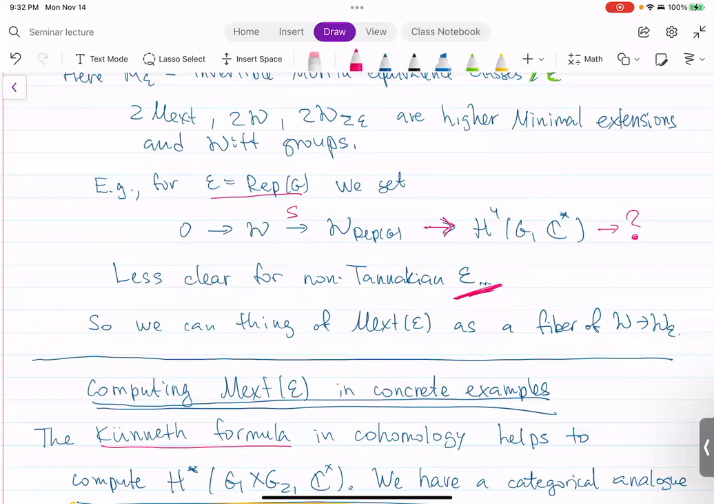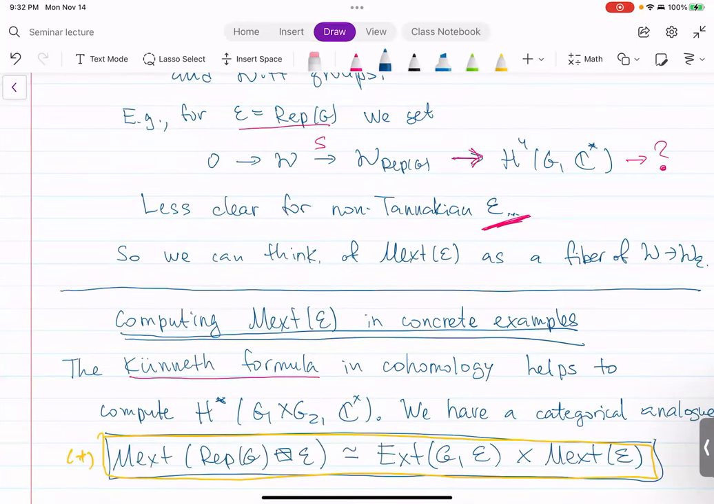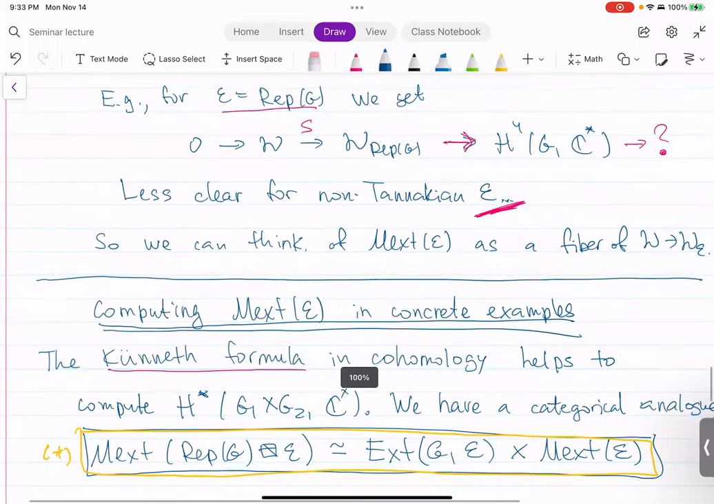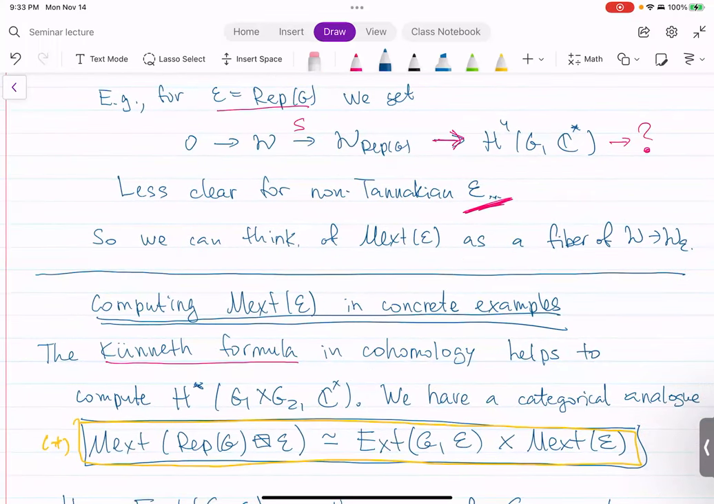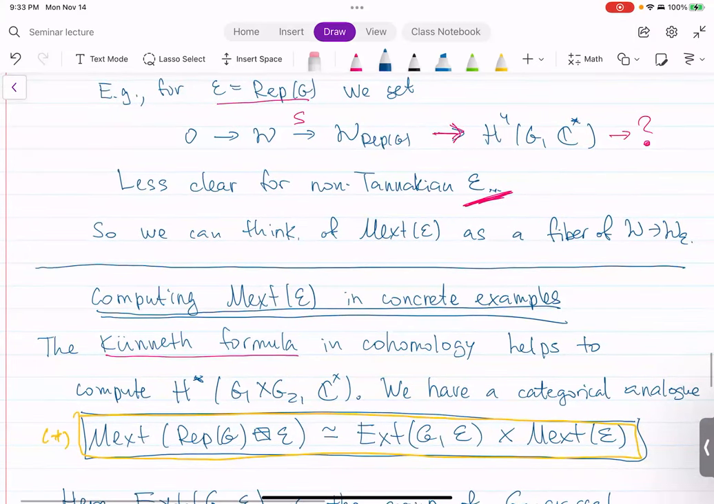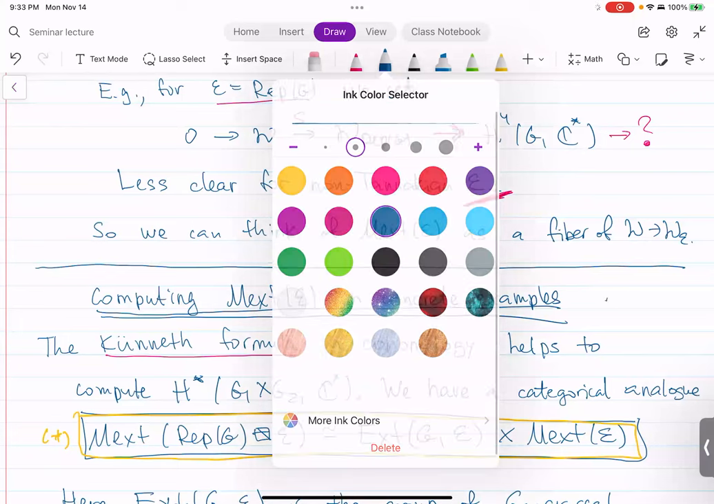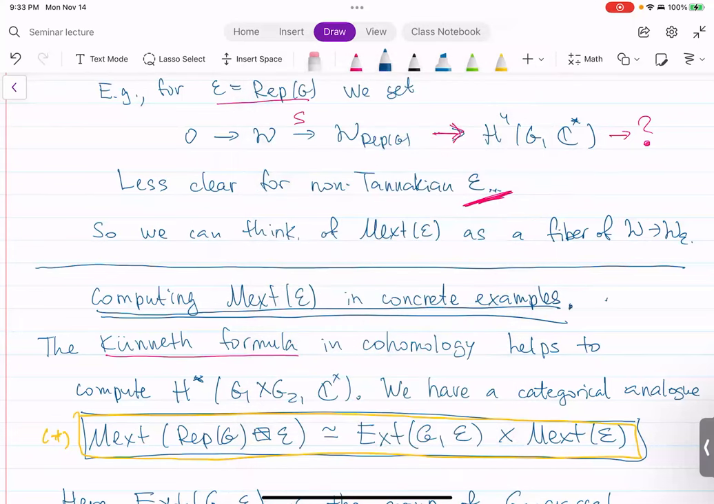So the point of all this discussion is to put these minimal extensions in perspective and think of this as a fiber for a certain functor, or homotopy class of maps between the Witt groups. Okay, so now let's go a little bit more down to earth.